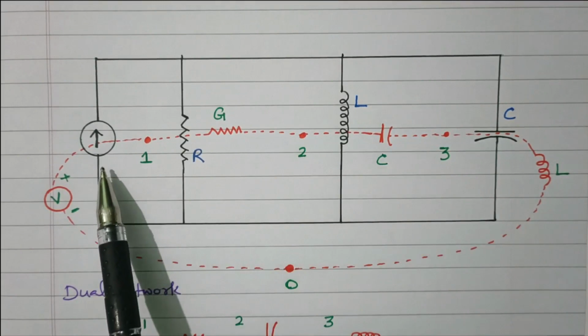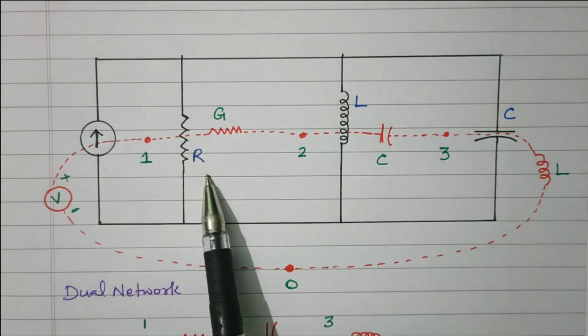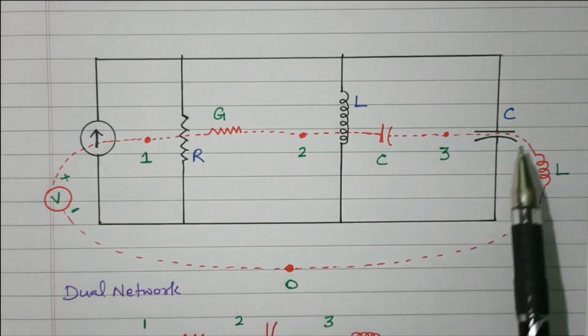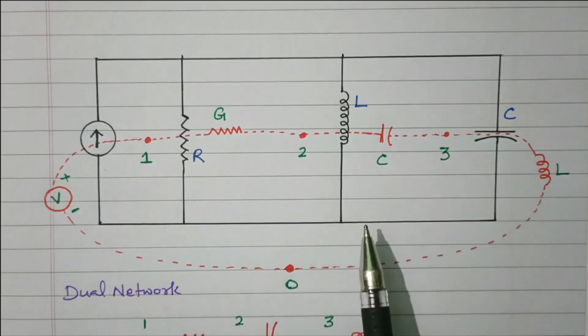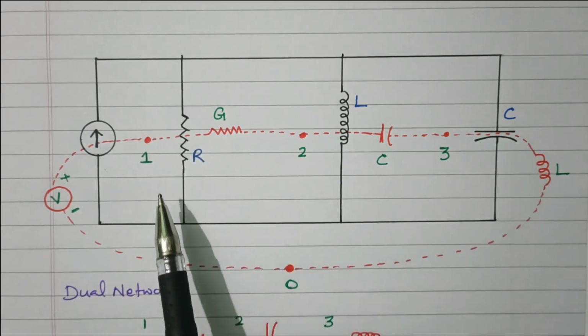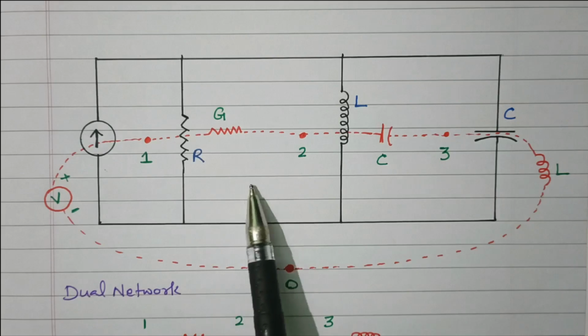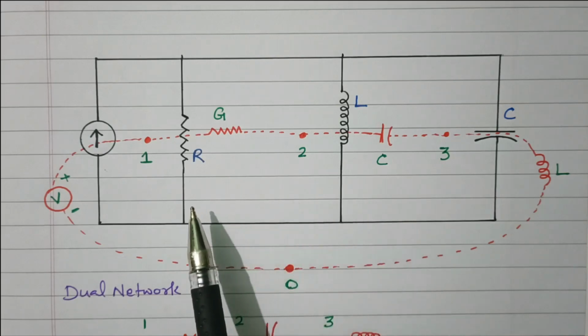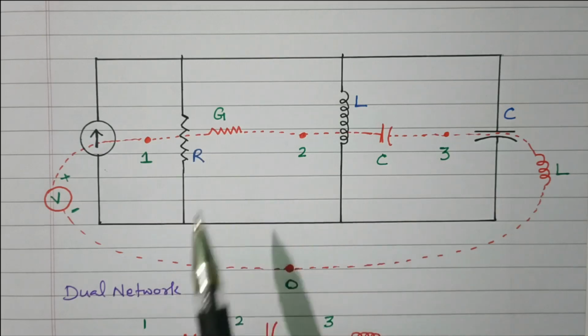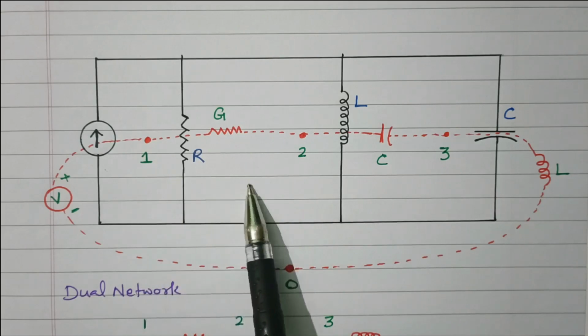So here we have the current source available. Resistor, inductor and capacitor are connected in parallel. So step 1 is we need to put a dot in every loop. We need to identify the loops. In every loop we have to put a dot. So here 3 loops are available.